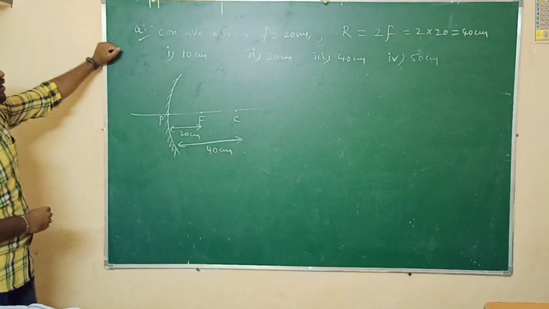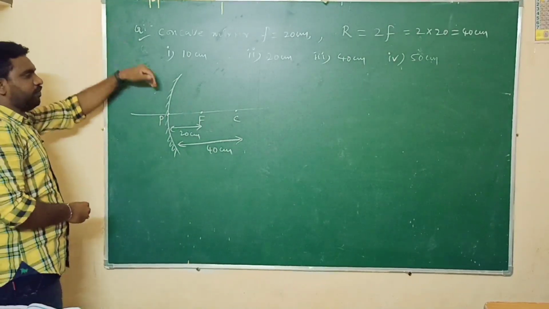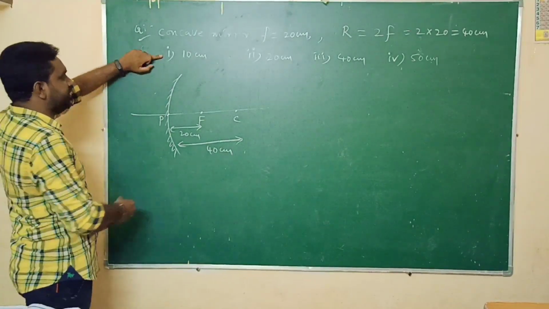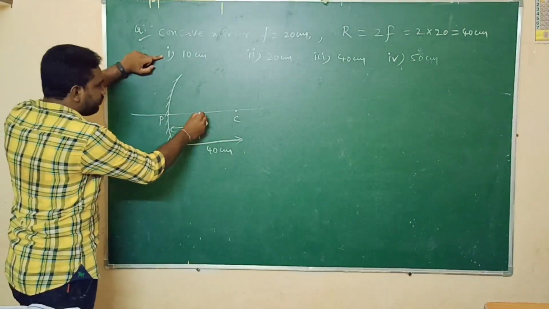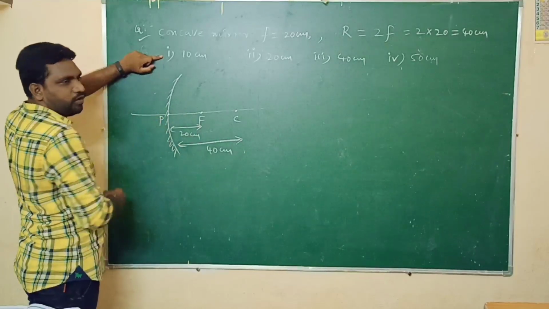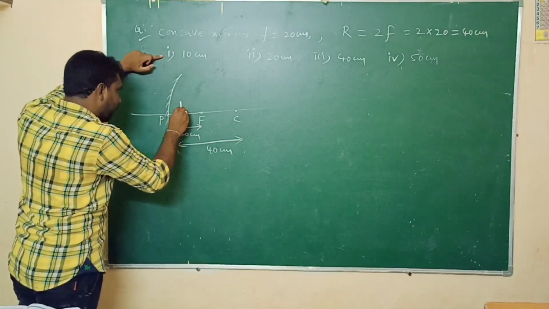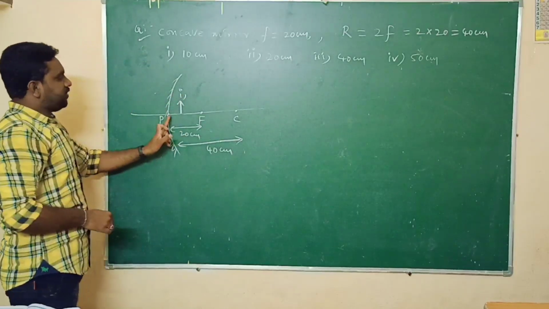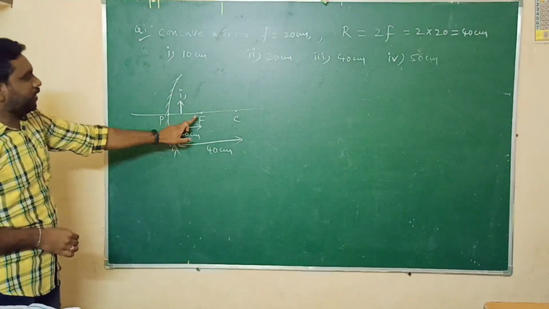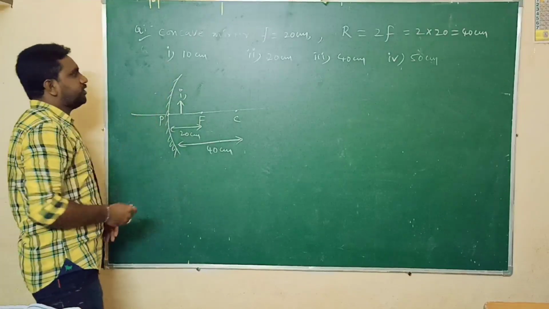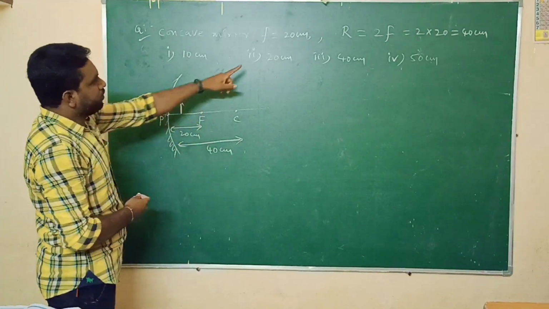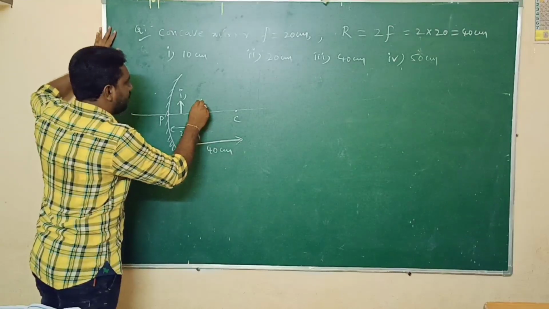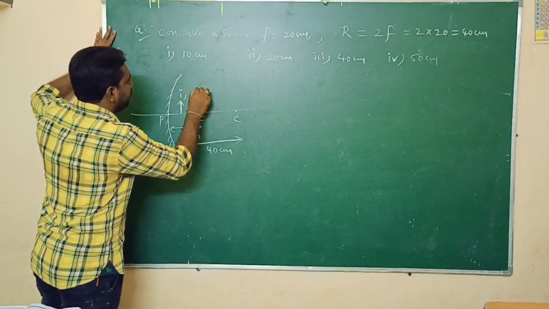Now we are going to identify the positions of the object with respect to this concave mirror. First position, what is the position of the object at 10 centimeters? 10 centimeters is less than the focal length. So this is position 1. This way we should write it. 10 centimeters means the object is placed between pole and focus. And what is the next position? Number 2, 20 centimeters. That means the object is exactly placed at focus. This is position 2.